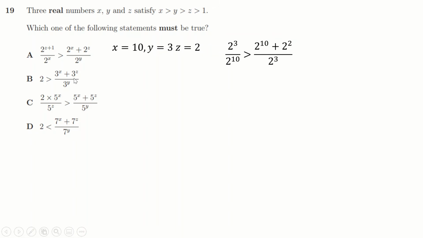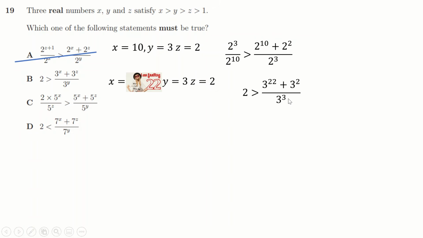Oh well. This one, I'm going to do the same thing. If I make x really, really big and y much smaller, then this is going to be very big. And it's probably going to be bigger than 2. So I'm going to choose x to be 22, y to be 3, and z to be 2. I'm just choosing 22 because I don't want to do the same thing again. But that makes this statement here.